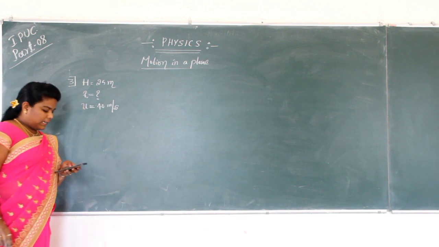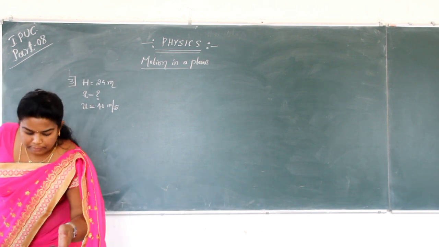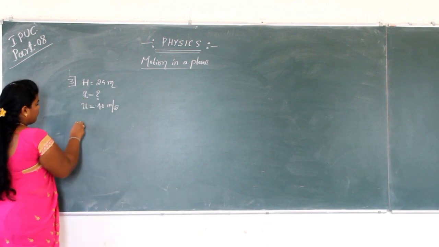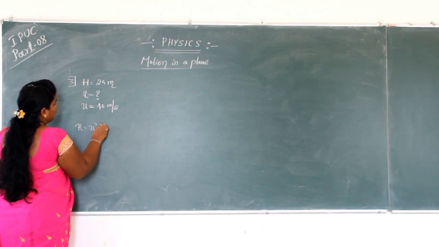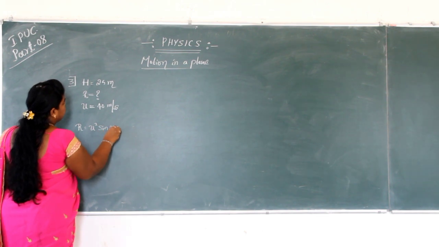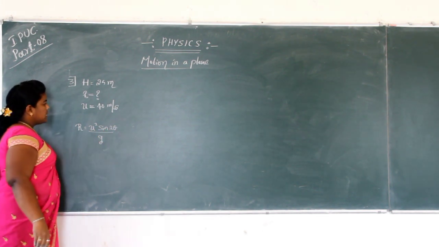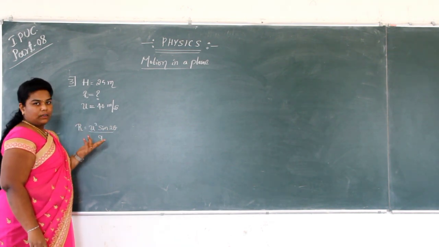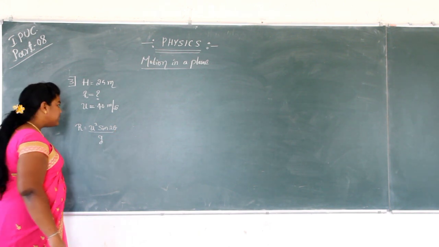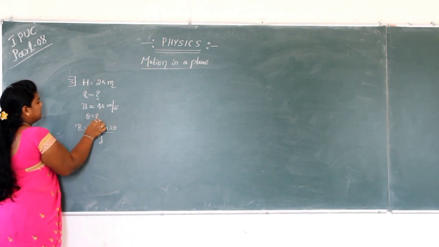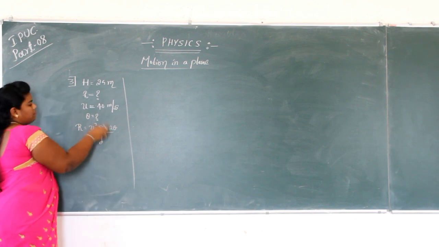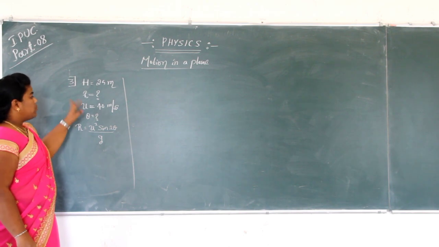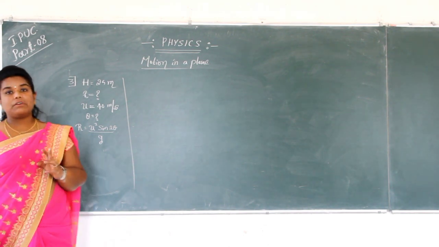So, you know what the formula for range is. The formula for range is R is equal to U square sin 2 theta divided by G. You know G is 9.8, and U is 40, given. What is theta? We don't know. So first what we should calculate is theta. Once we calculate theta, we can move on to the calculation of range. If theta is not known, R will not come. So what is the formula for R then?